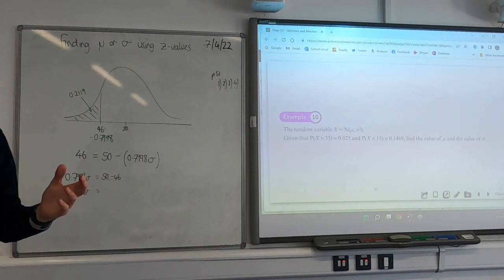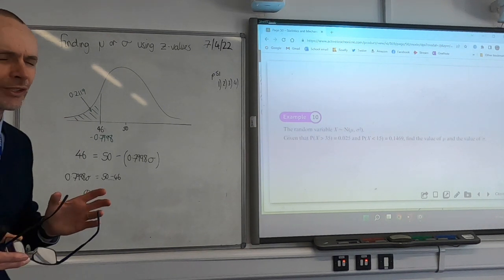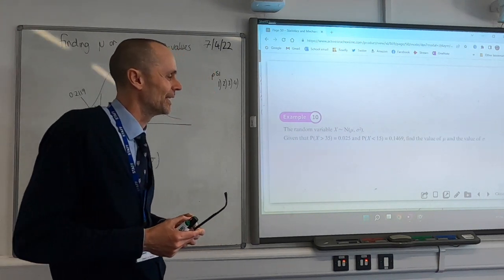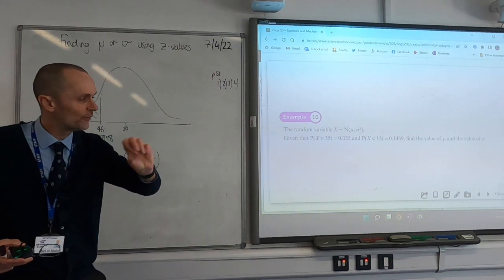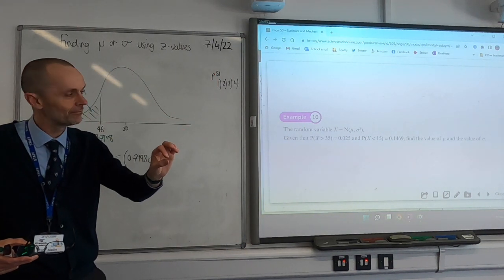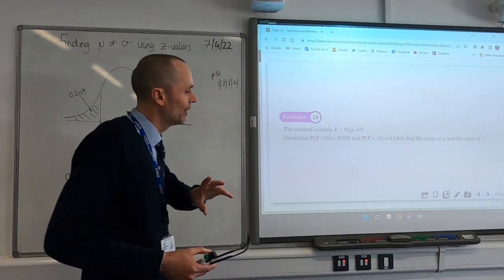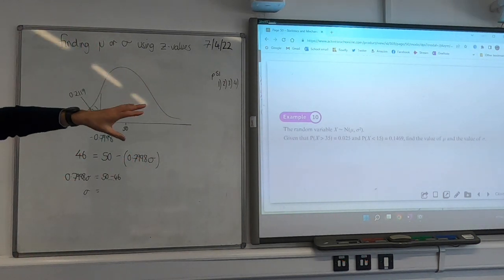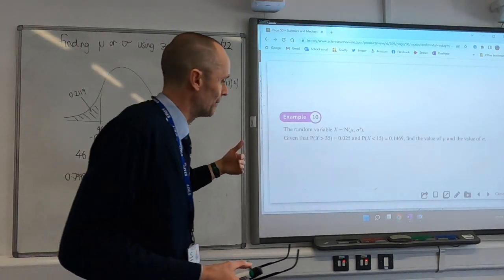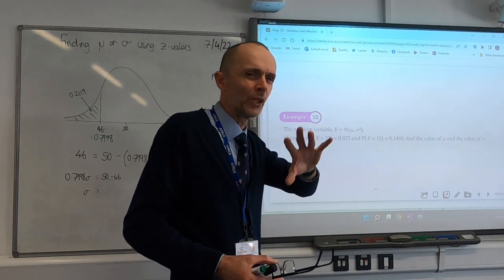What if I don't know either? Well, I'm sort of hoping you can see what's happening here. This is a simultaneous equation question, isn't it? Because given this bit of information, I'm going to get one equation involving the mean and the standard deviation. And given this bit of information, I'm going to get another equation using the mean and standard deviation. And because one bit of information is a greater than statement and one is a less than statement, I can probably put both of these on one diagram.